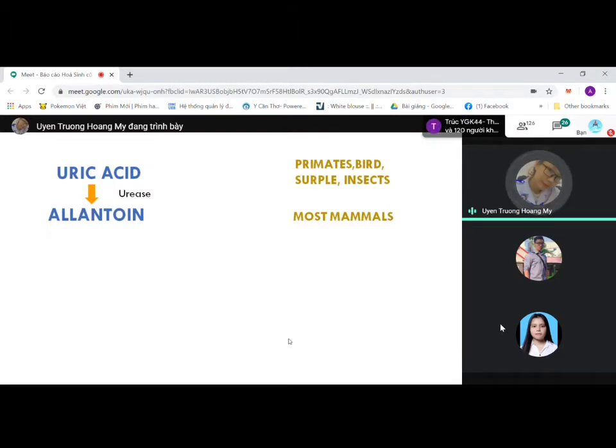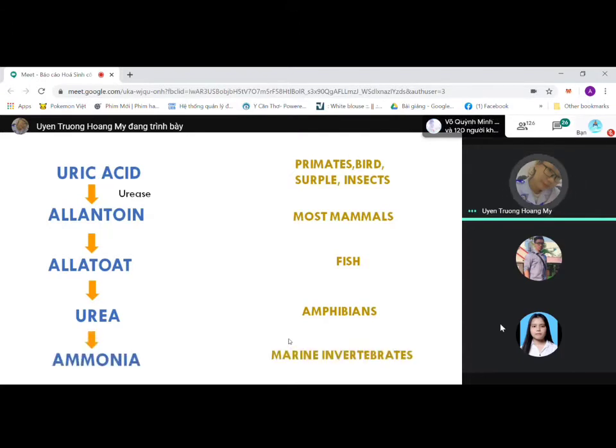Most animals, such as mammals, birds, and several insects, oxidize uric acid by the enzyme uricase to allantoin. The allantoin is then converted into allantoate and excreted in some fishes. Further degradation of allantoate may occur to produce urea in amphibians and ammonia in marine invertebrates.